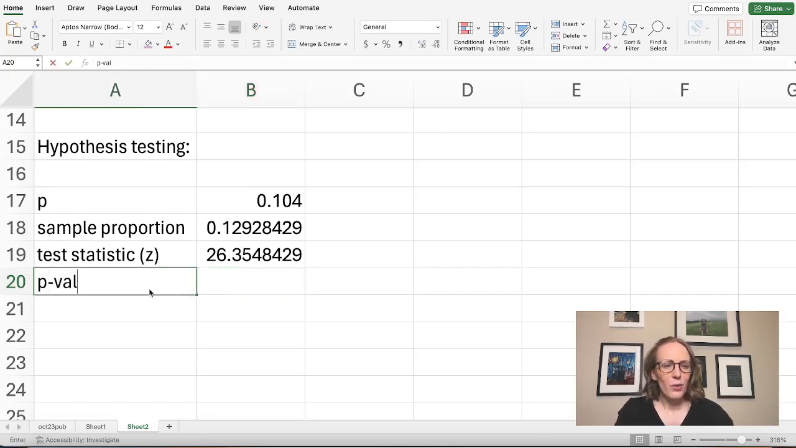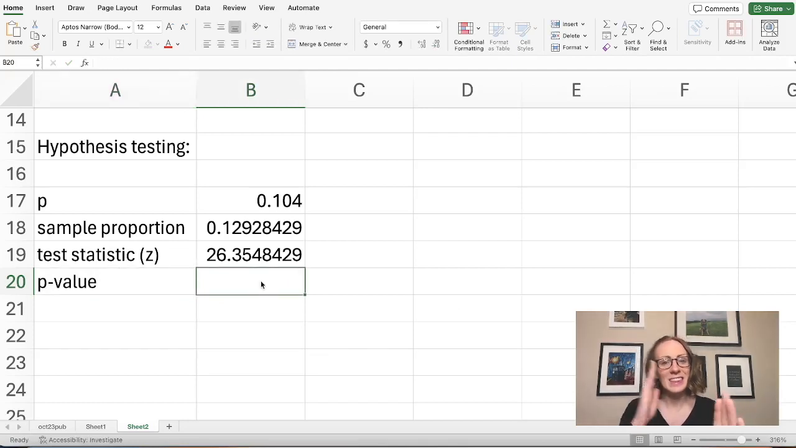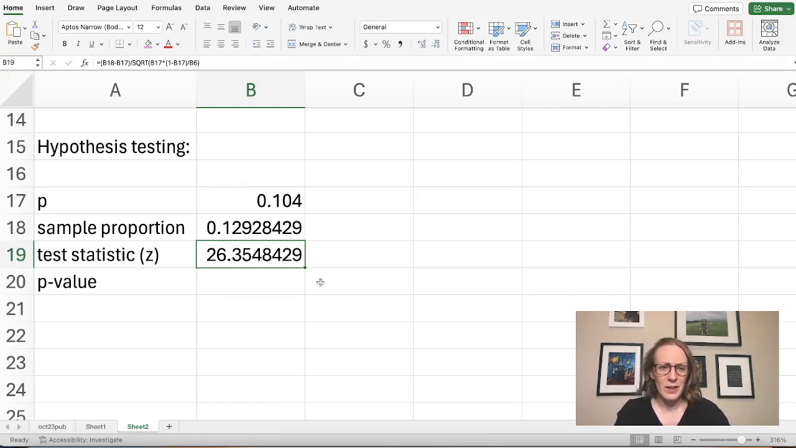So now we want to find our p-value, which is the probability of getting something at least that extreme. So at least that far away from what we're assuming is true. So here our test statistic is about 26, which is very big for a z-value. That means if the null hypothesis is true, then the sample we got is over 26 standard deviations away from the actual proportion, which is a lot.